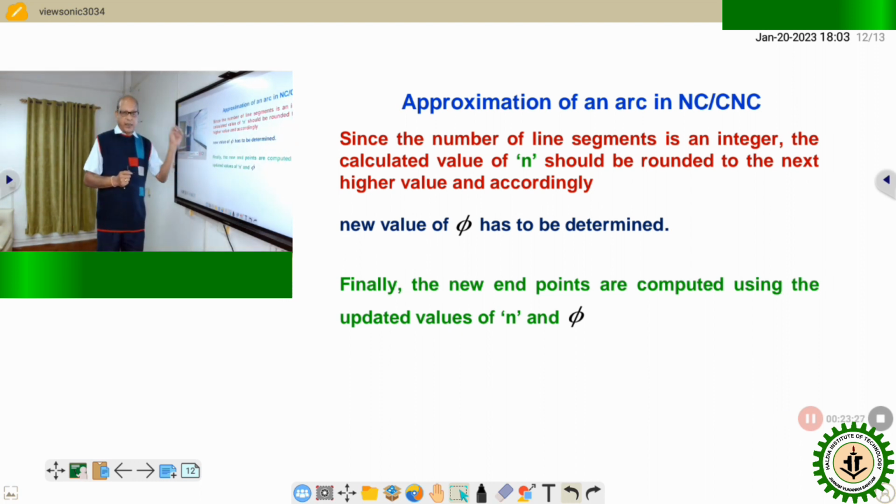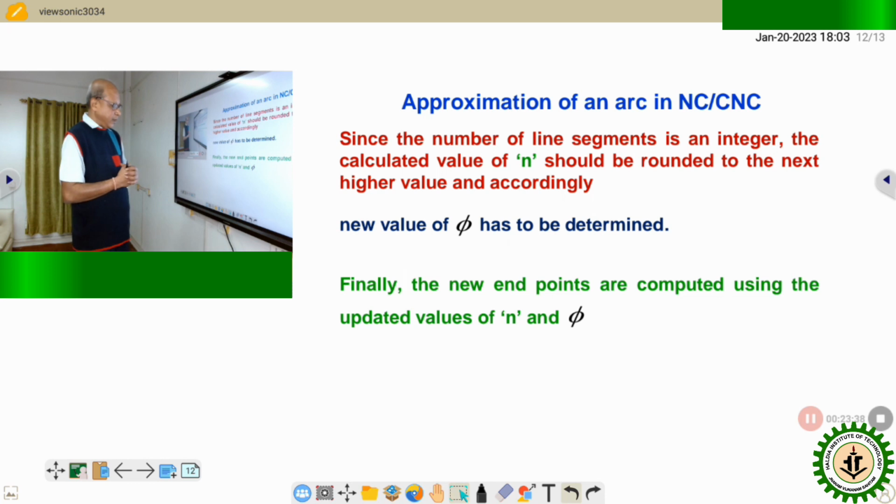But once again I am telling that the magnitude of error is so small that it won't adversely affect the performance of that particular mechanical component. So finally the new endpoints are computed using the updated values of n and phi. So this is the mathematics behind the circular arc generation.